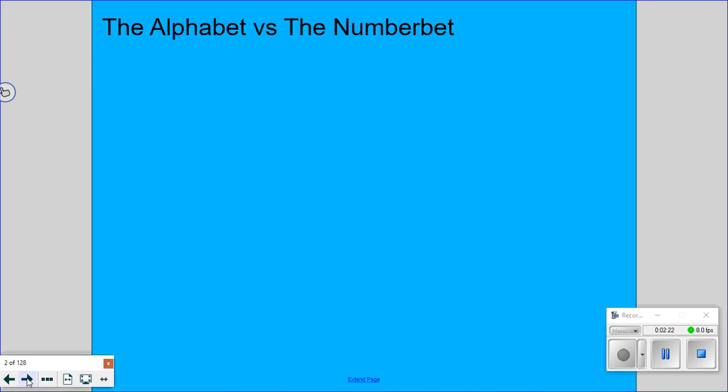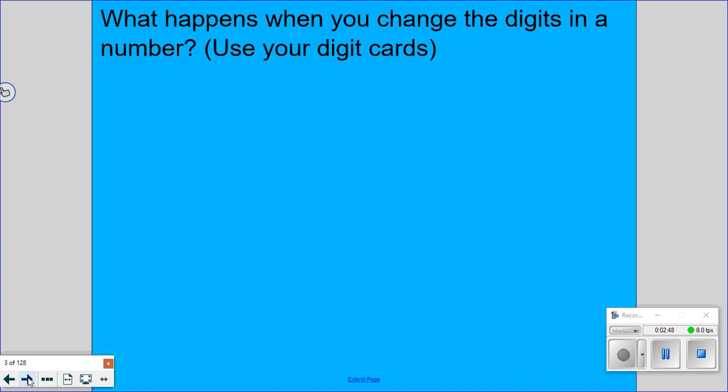We started talking about this idea a couple weeks ago, this idea of an alphabet versus a number bet. Alphabet has letters. Letters make up words. Number bet has, not numbers, digits. Digits make up numbers. There we go. We don't need to write that down. We know what we're doing. We're cooking with gas.